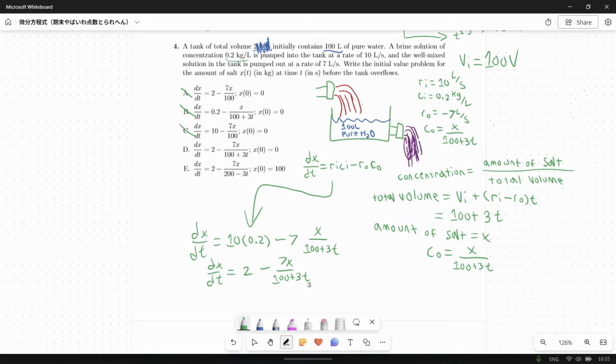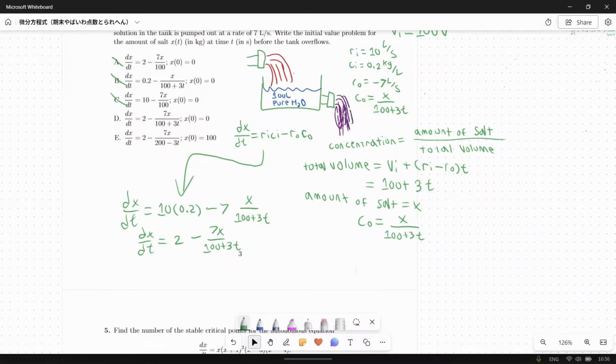And so for that, it's telling us to write an initial value problem of the amount of salt at time t. Since it's an initial value problem, we have to come up with an initial condition. The initial condition, we can say, is what's going on when t is equal to 0. So let me write that down over here.